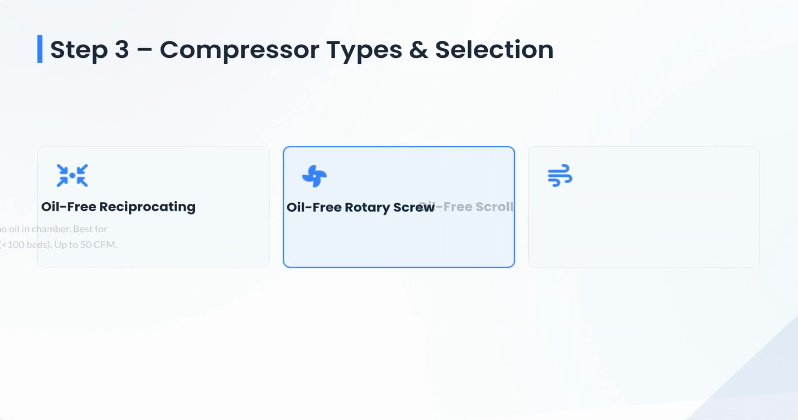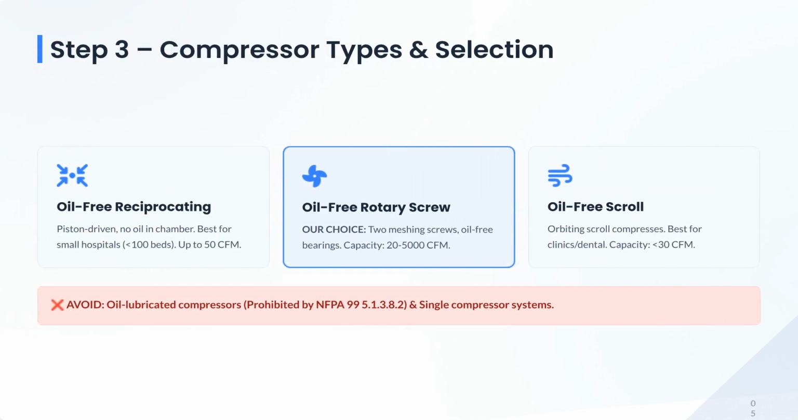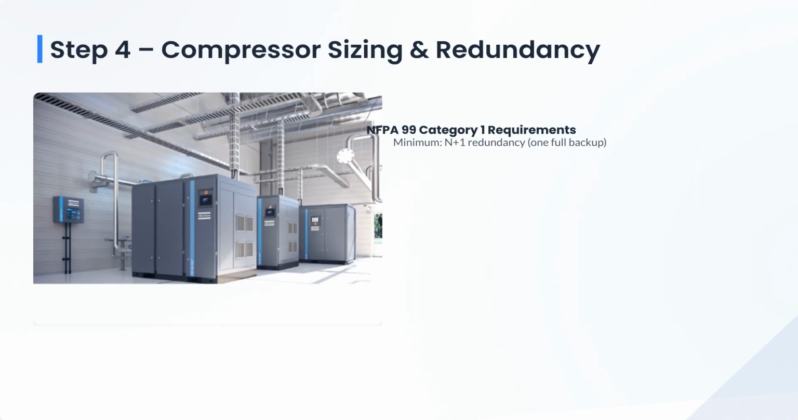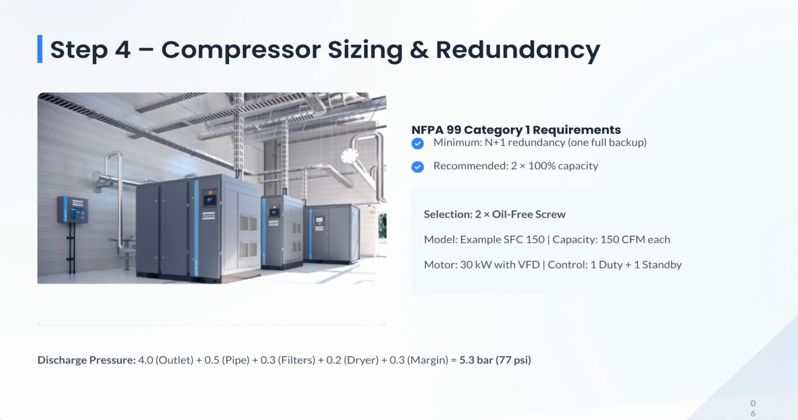Step 3 involves compressor selection. NFPA 99 prohibits oil-lubricated compressors. Given our demand, the oil-free rotary screw compressor is our choice, offering high capacity suitable for large hospitals. We must also avoid single compressor systems. Step 4 covers compressor sizing and redundancy. NFPA 99 Category 1 requires N+1 redundancy. We select two 150 CFM oil-free screw compressors, exceeding the 137 CFM peak demand, ensuring 100% backup.